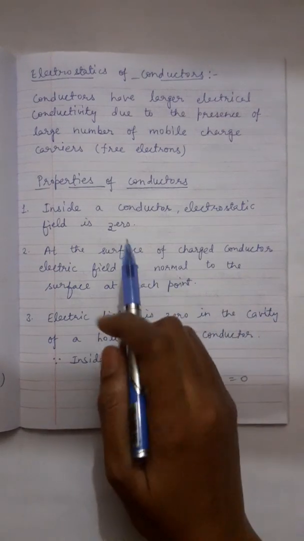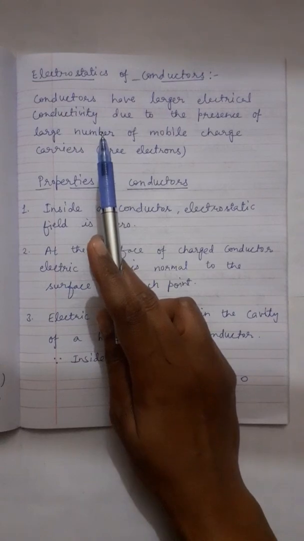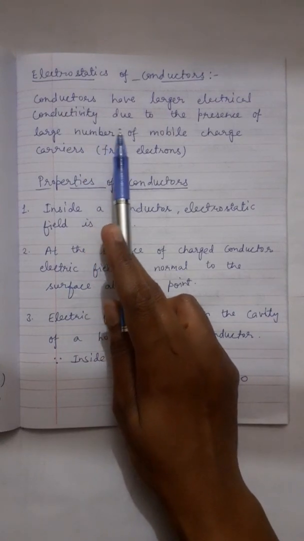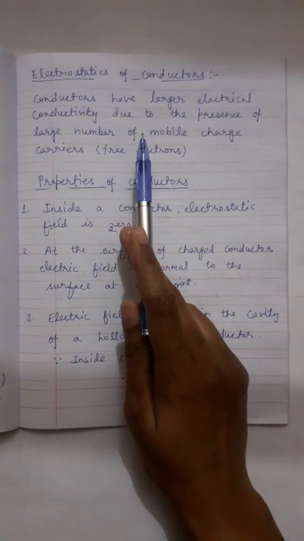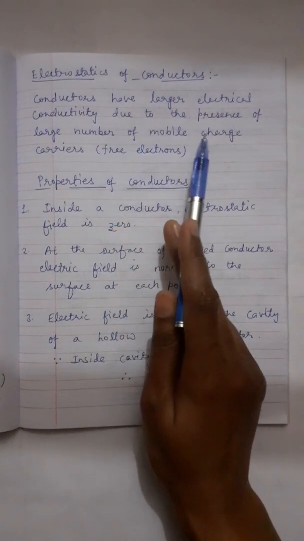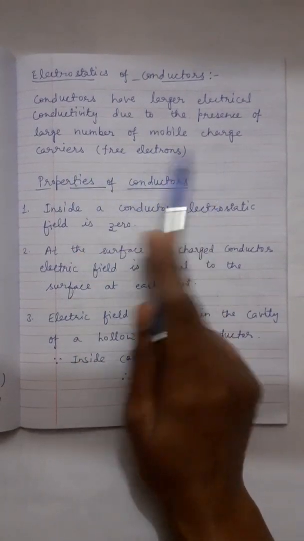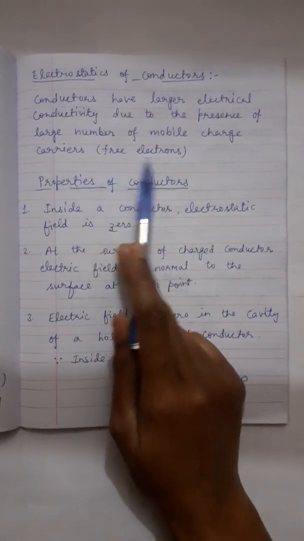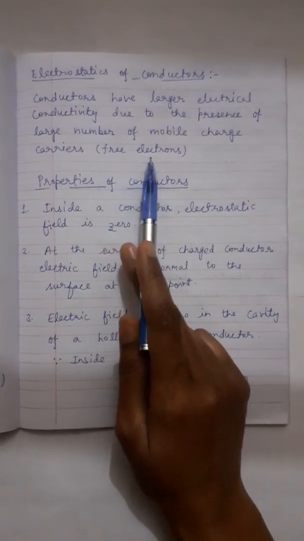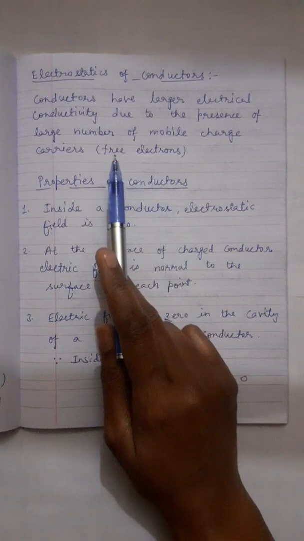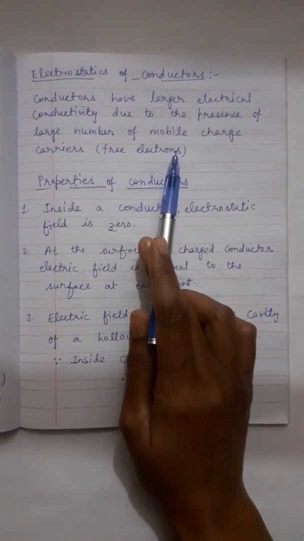Now we will learn about the conductors, so the electrostatics of conductors. We know that conductors have larger electrical conductivity, and the reason for this larger conductivity is the presence of a large number of mobile charge carriers, and we call these charge carriers free electrons. So due to the presence of free electrons, the conductors have larger electrical conductivity.